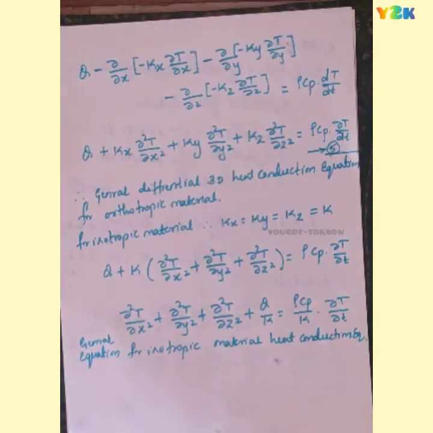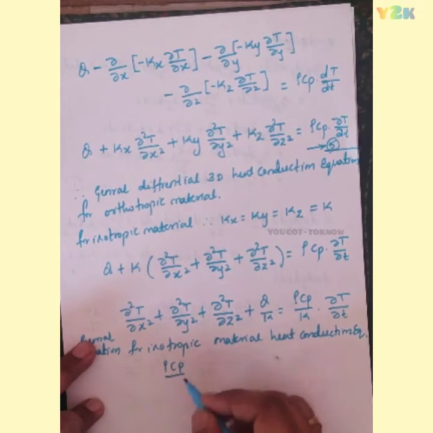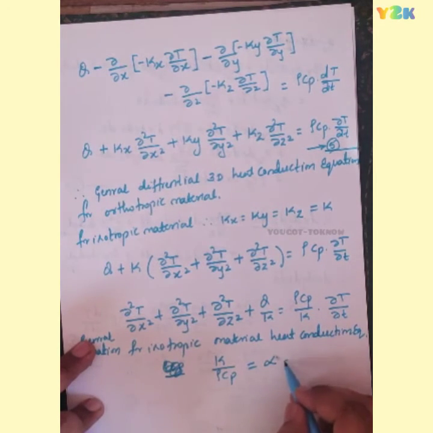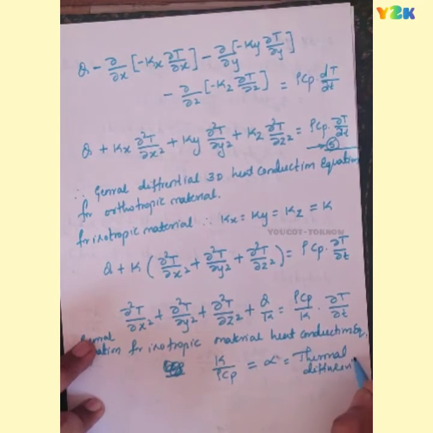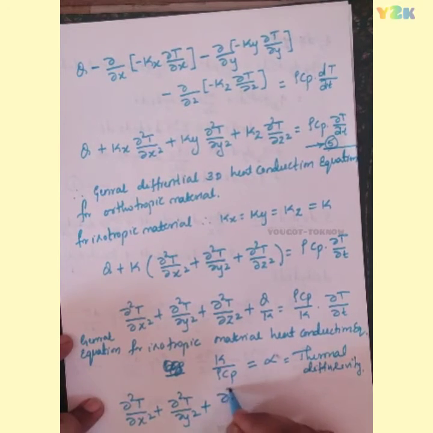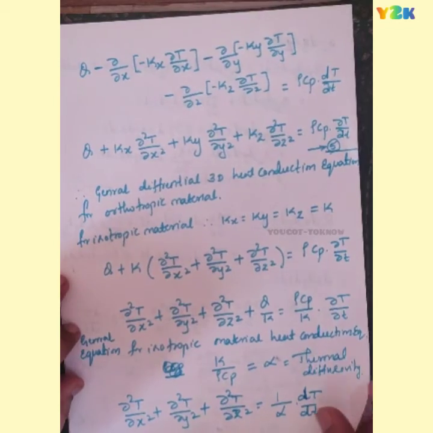Now this we can still simplify. Here I take k by rho cp to be equal to alpha. Alpha is called thermal diffusivity. Now the equation can be rewritten as ∂²T/∂x² plus ∂²T/∂y² plus ∂²T/∂z² plus q by k equals 1 by alpha into ∂T/∂t. Okay, now this you can still simplify.